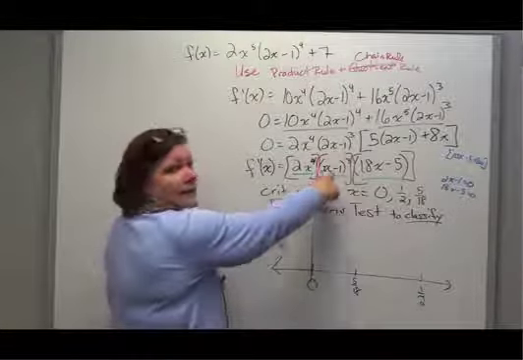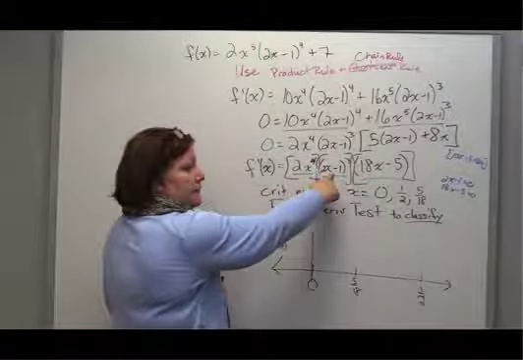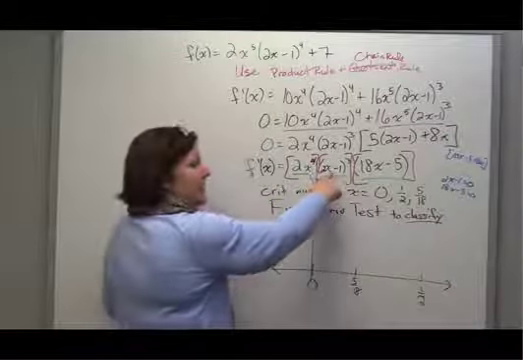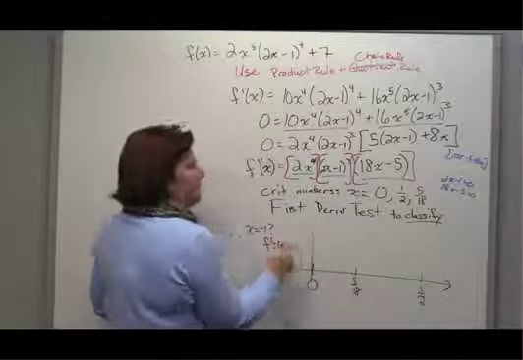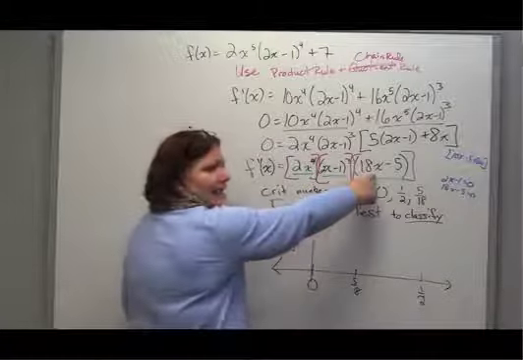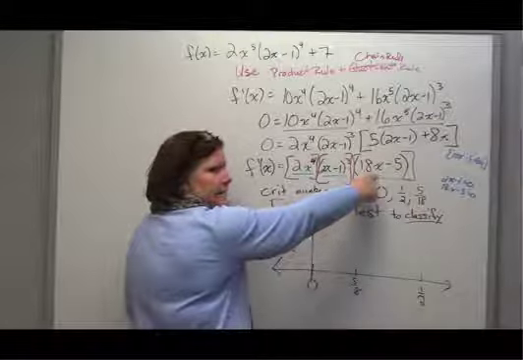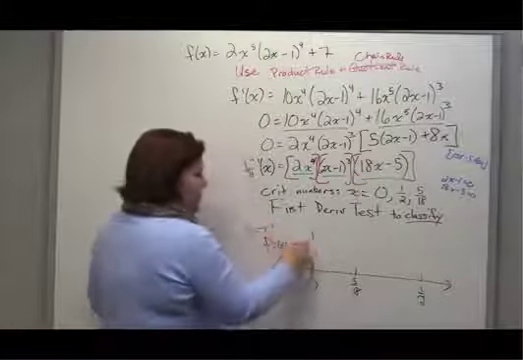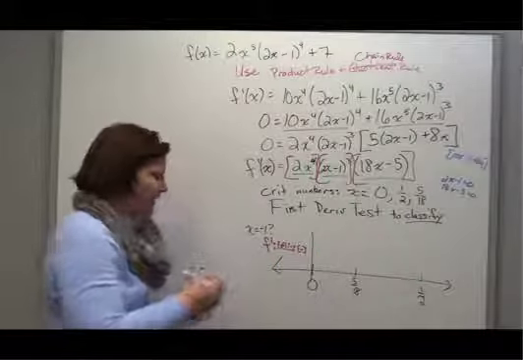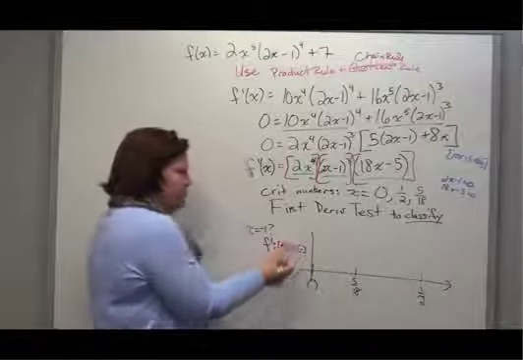When I plug in -1 here, don't be afraid to write things down a little bit. This is going to be negative. And when we plug in -1 here, we're going to get -18 minus 5. Do I care what the actual number is? No, I only care that it's negative.